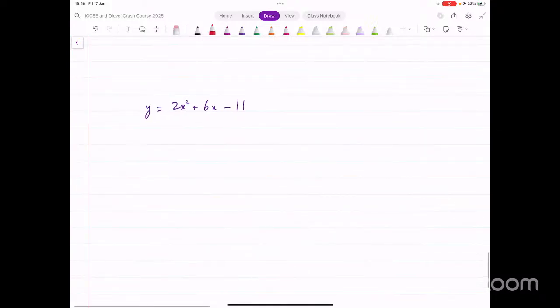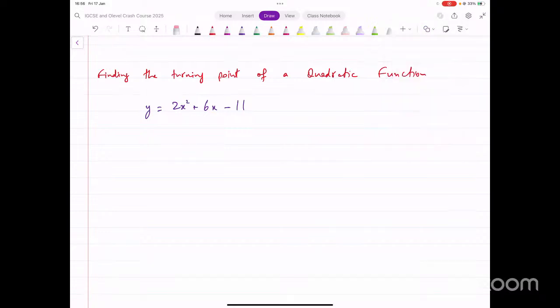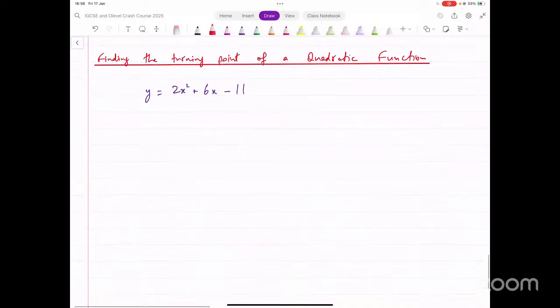Let me write that down here. Finding the turning point of a quadratic function. Okay, it could be a U-shaped curve, it could be an N-shaped curve. How do you find the turning point of a quadratic function?